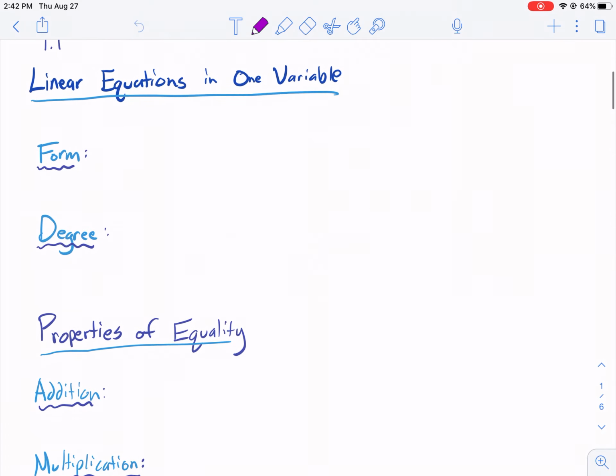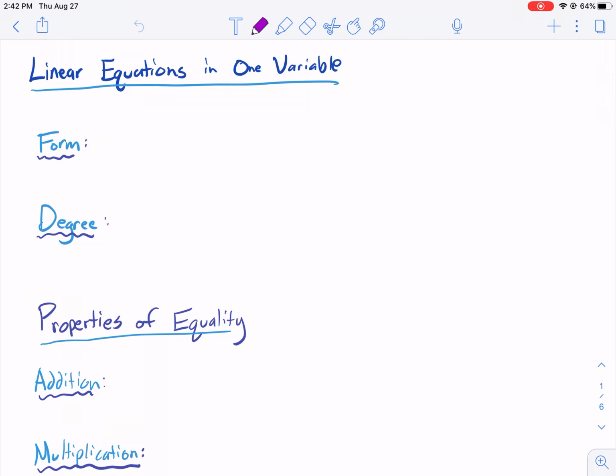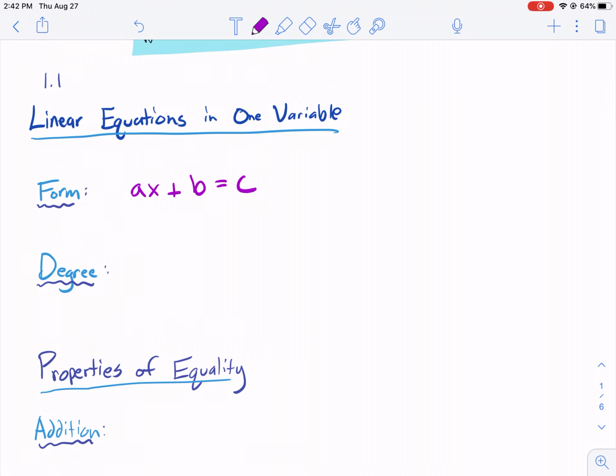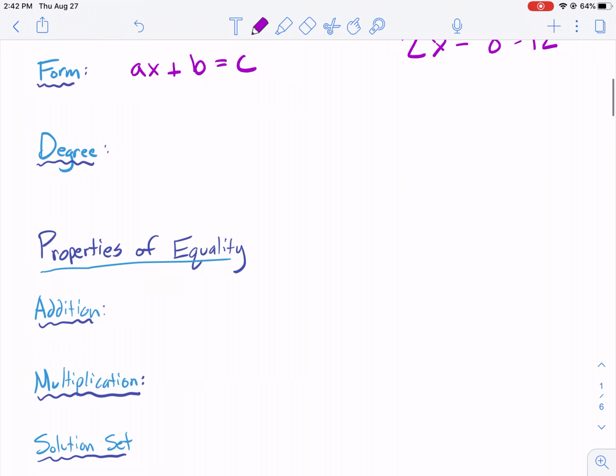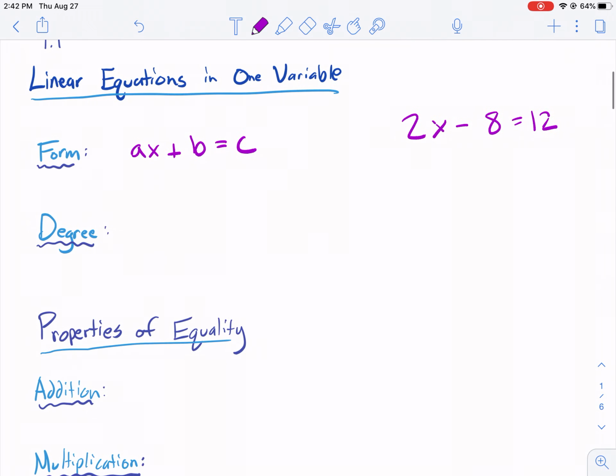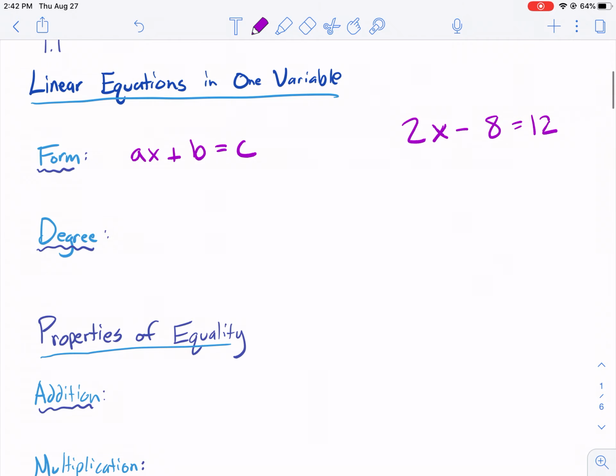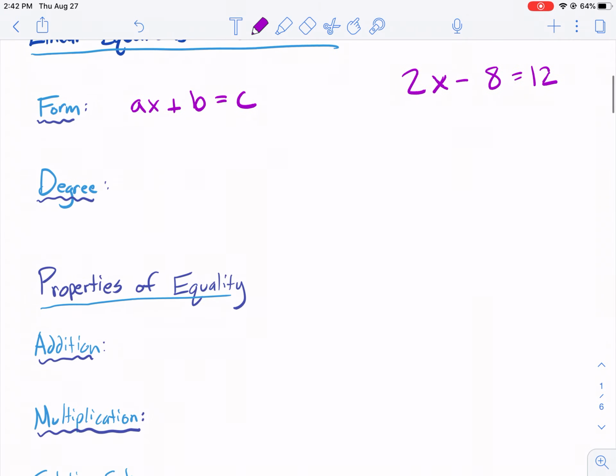That being said, let's start with linear equations in one variable. A linear equation is in the form of ax plus b equals c. Now, that doesn't mean a whole lot to you unless you have an example. So a great example would be something like 2x minus 8 equals 12. Okay, that's just a basic two-step linear equation that you may encounter.